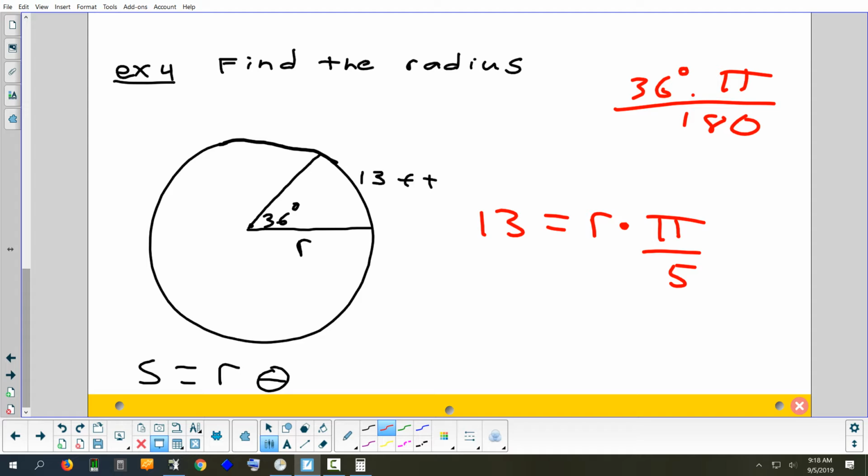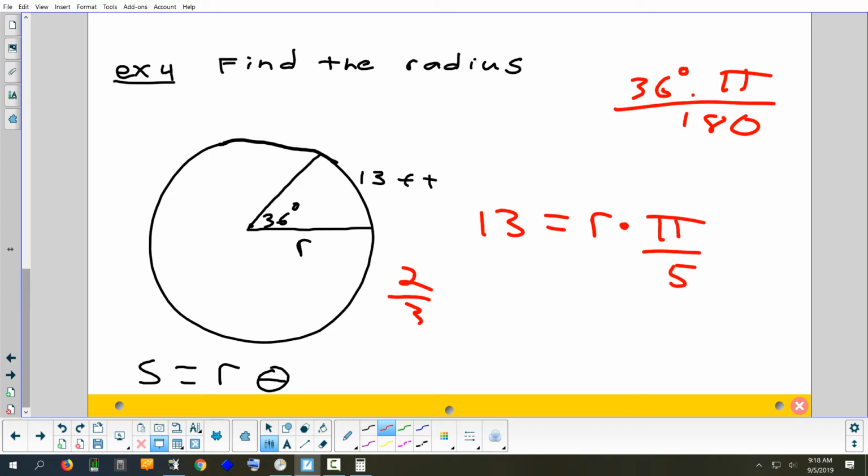Now, my goal is to get R by itself. I have to move the pi and the 5, and I can move both of them at the same time using kind of a trick. Does anybody remember, when you've got a fraction next to a variable, what you do on both sides to move the whole fraction to the other side? Yeah. Multiply by the reciprocal. Yep, exactly. You're going to multiply each side by the reciprocal.